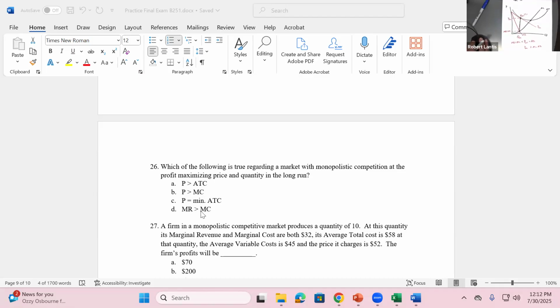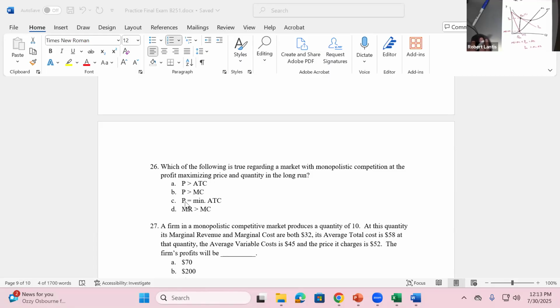Marginal revenue is greater than, well, no, we make our profit maximizing decision where marginal revenue is equal to marginal cost, right? Wait, did I rule out all of these? So if I've got monopolistic competition, profit maximizing price, oh, well, this one we said we know is true. Sorry, we already answered it. Price is above marginal cost. We know that one's going to be true. So A and D aren't true.